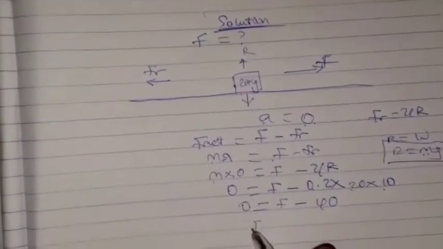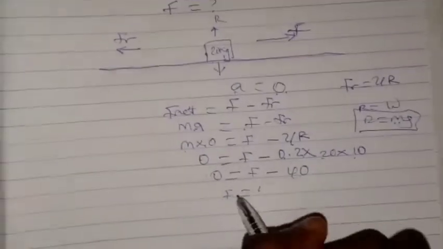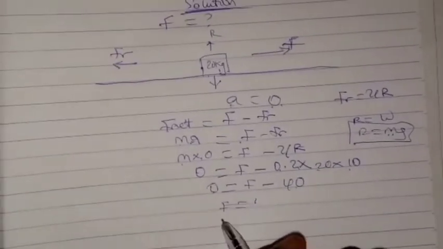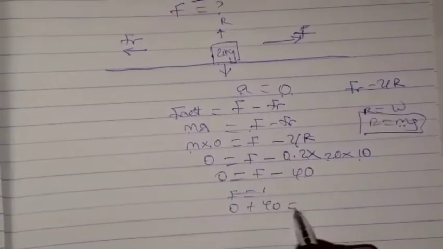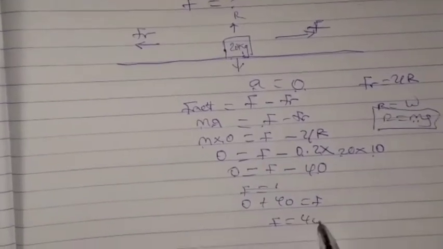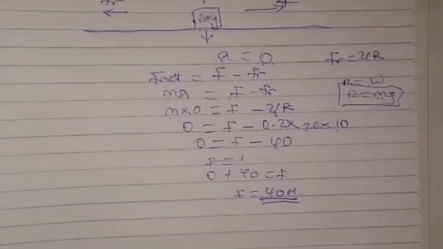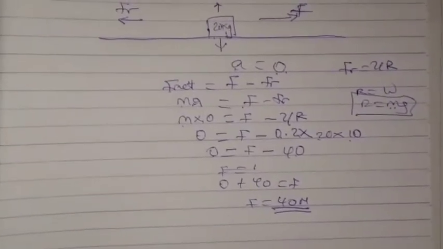40. So F is equal to, I bring this one to this place. Let me just write it. 0 plus 40 to give you F. F is equal to what? 40 Newton. Yes. Do you get how I solved it? You can just play back to see if you understand the concept well.